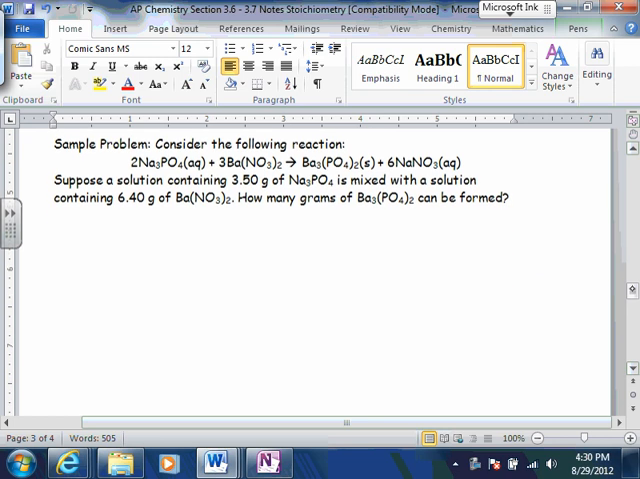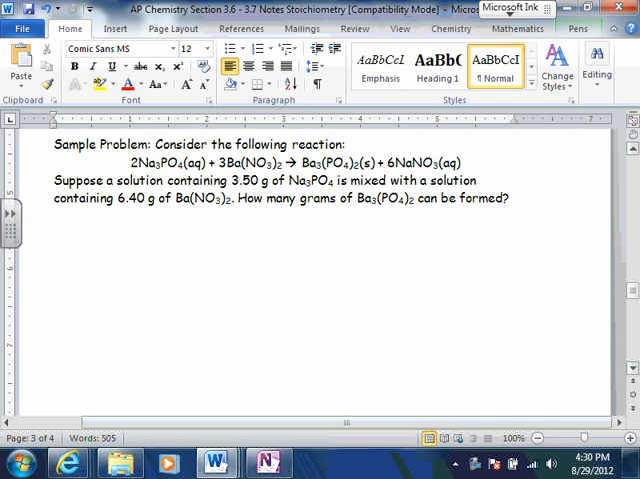Alright, let's do another limiting reactant problem here. We've got another reaction. Now they're telling us that 3.50 grams of Na3PO4 is mixed with 6.40 grams of Ba(NO3)2. Okay, probably the simplest way to do this is to just go ahead and work out both of them and figure out which one makes the greater mass of the Ba3(PO4)2. Okay, not necessarily the quickest way, but probably the simplest way is just to do that.